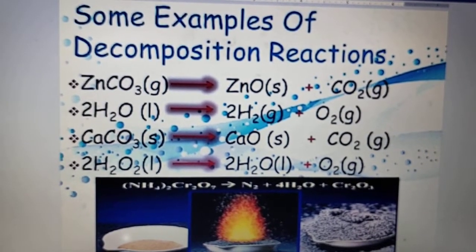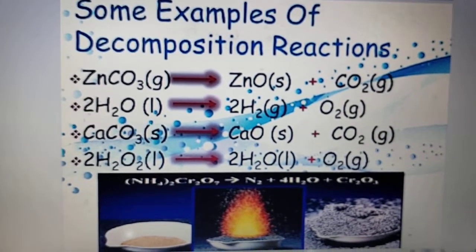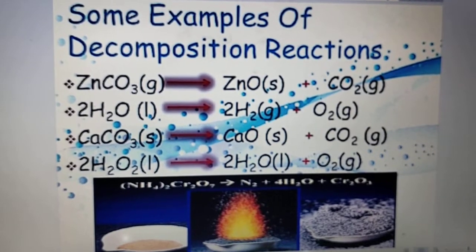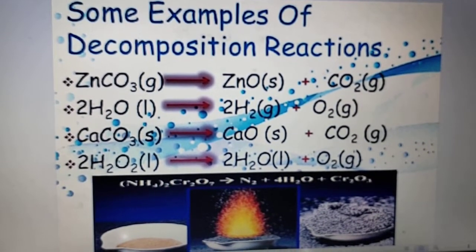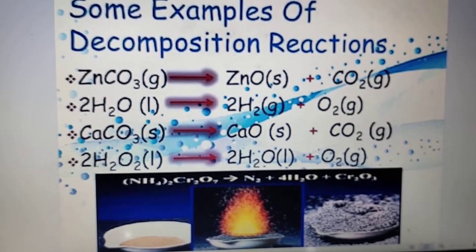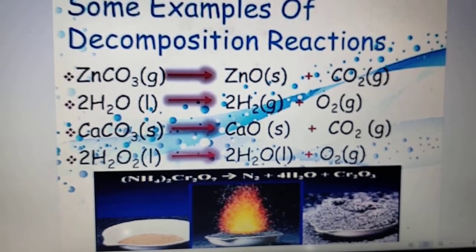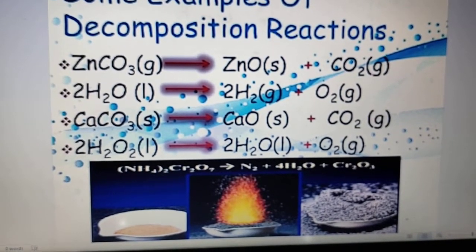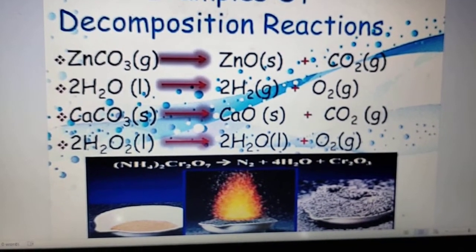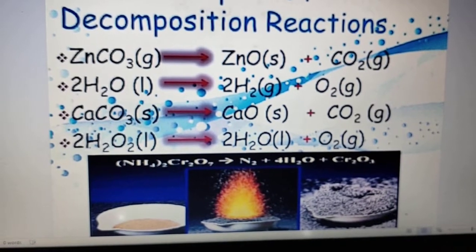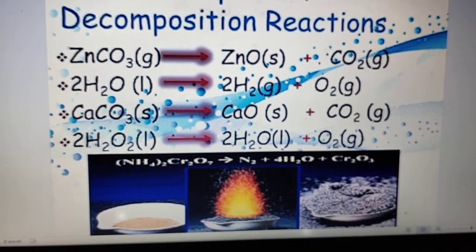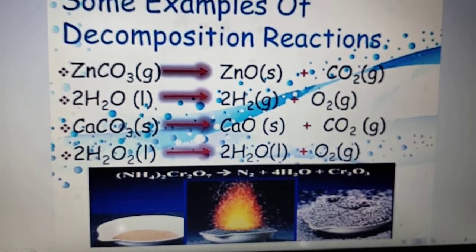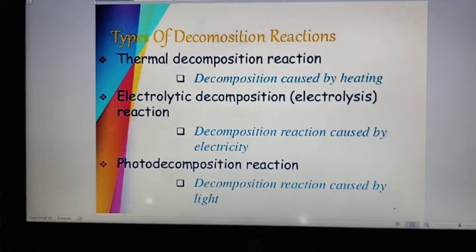Here are some examples of decomposition reaction. First one is zinc carbonate becomes zinc oxide plus carbon dioxide. And there are some other examples: 2H2O becomes 2H2 plus O2, CaCO3 becomes CaO plus CO2, 2H2O2 becomes 2H2O plus O2. These are some examples of decomposition reaction.